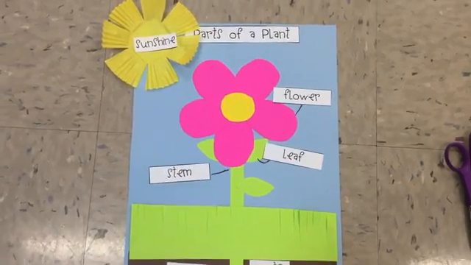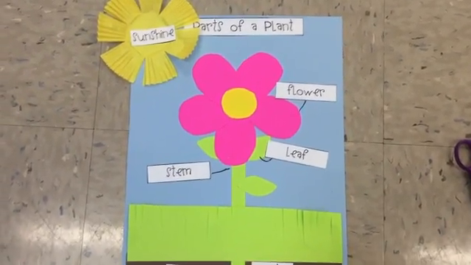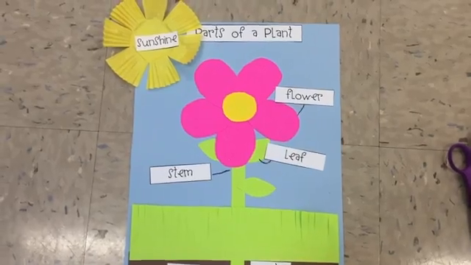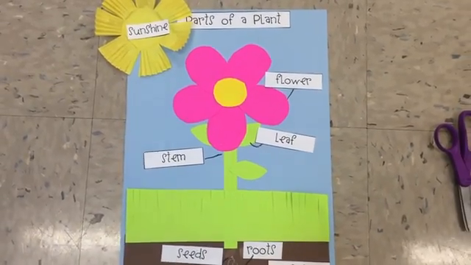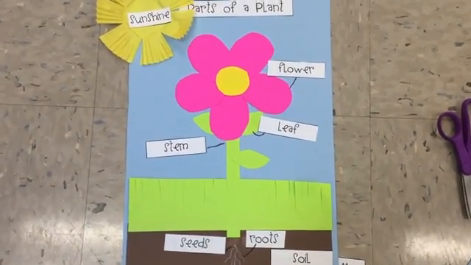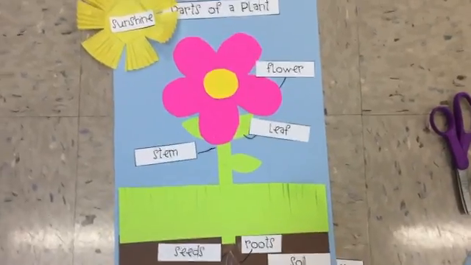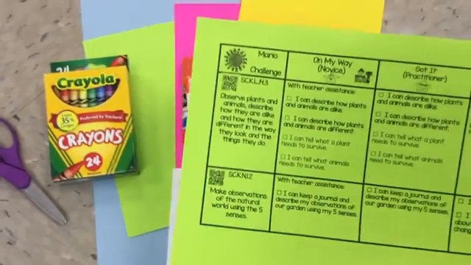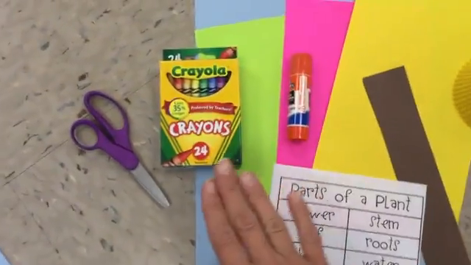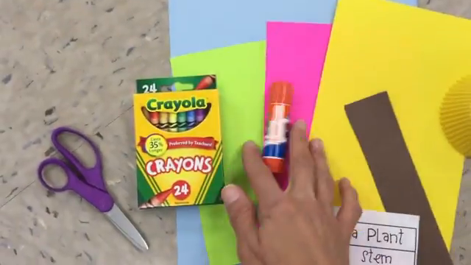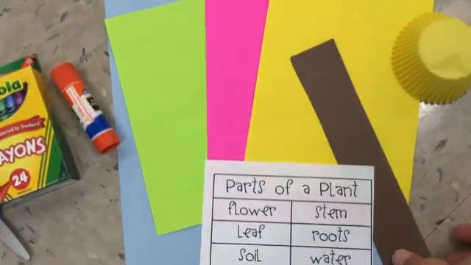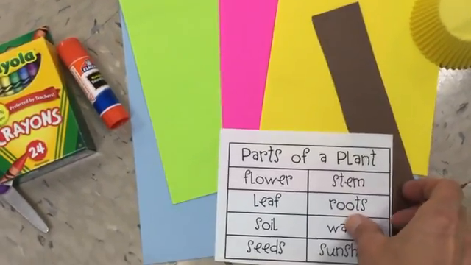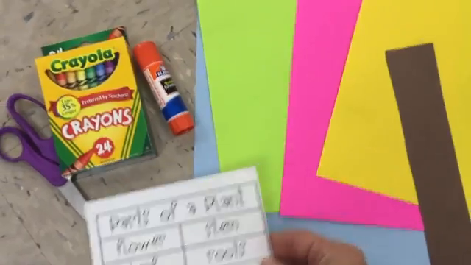Boys and girls, your choice today is creating a flower and labeling the parts of a plant and also what a plant needs to survive. So let's look at the materials that you're going to need. You need to get your Mario Challenge rubric. You'll need crayons, scissors, a glue stick, the parts of a plant little handout.